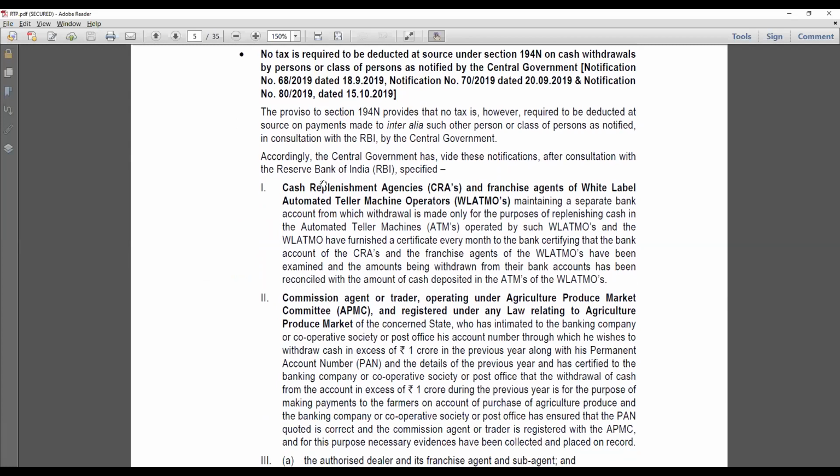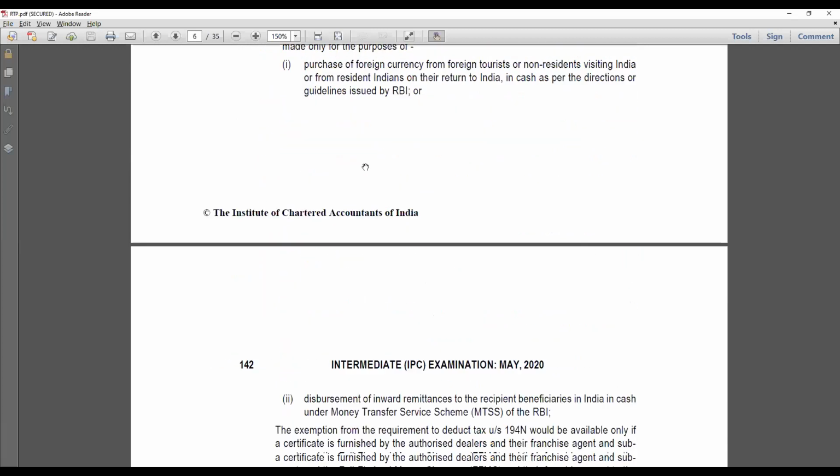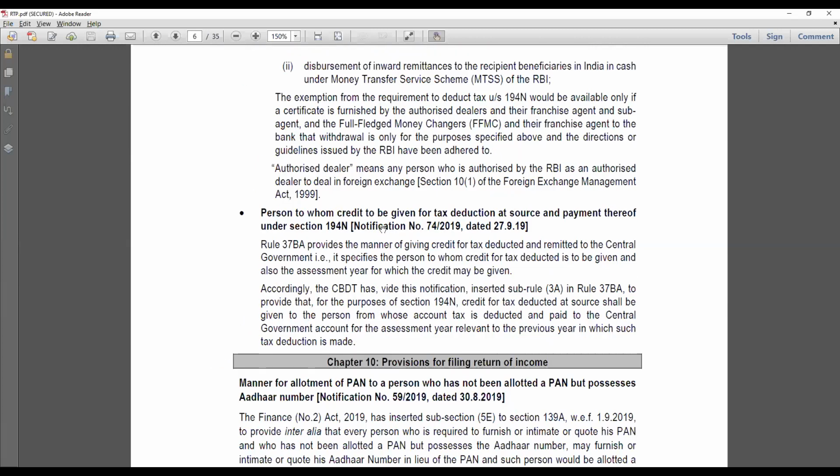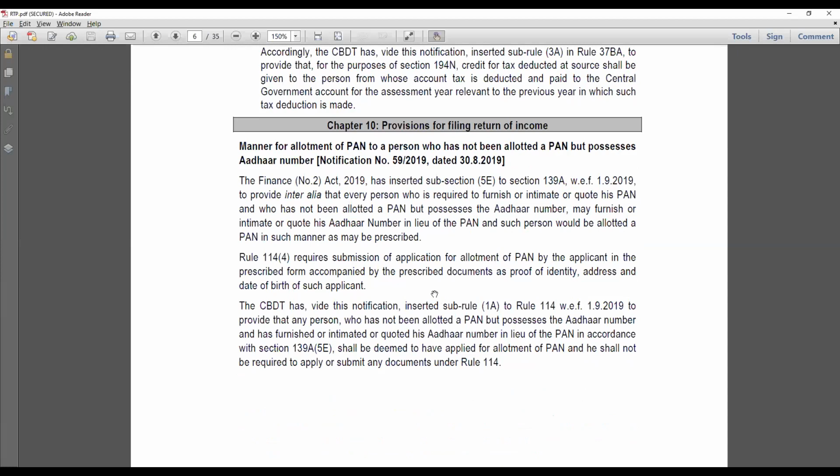So this was answered excellently by a few people, where no tax is required under certain categories of people. So this is just a recap of what was already dealt with in that specific chapter. The final thing is the manner of allotment of PAN.